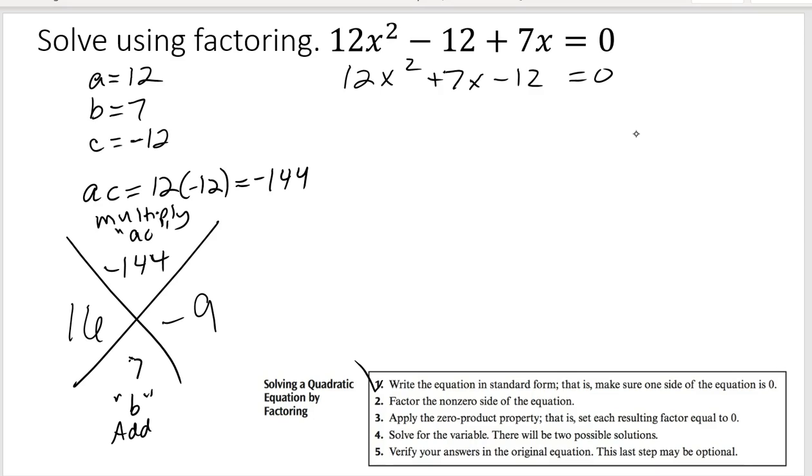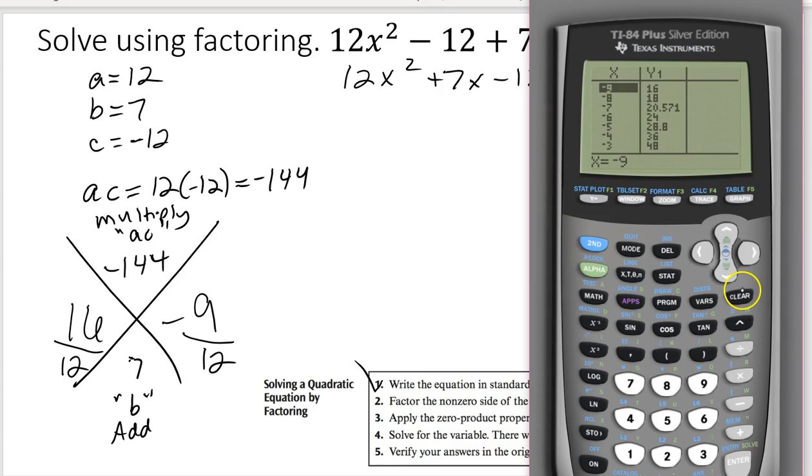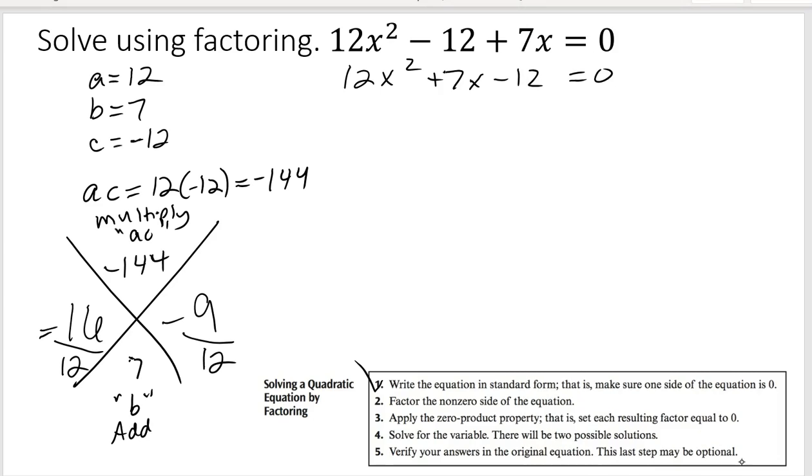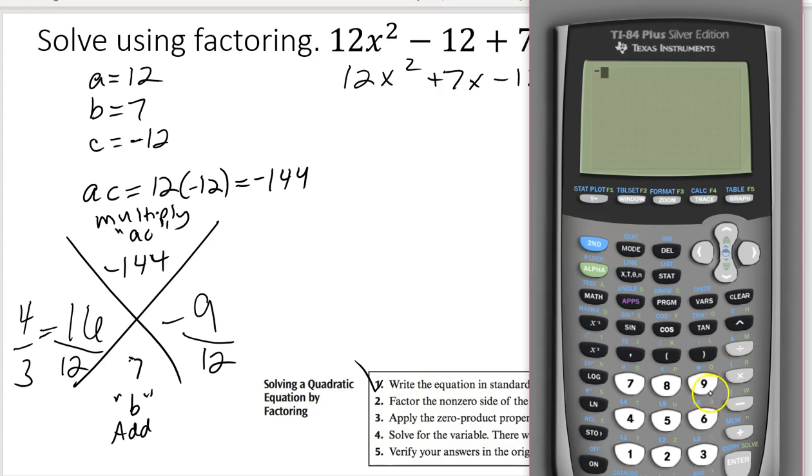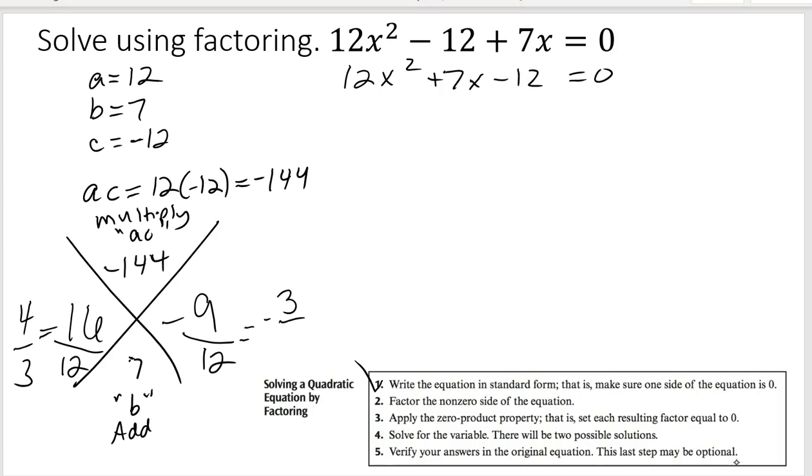Next, I want to divide by my A on both sides, and I want to simplify each fraction. Now, if you're having problems simplifying fractions, what you're going to do is enter in the fraction 16 divided by 12, and then hit math 1, enter. And it says that's equal to 4/3. So math 1, enter can really help you. Let's do another one. So negative 9/12, math 1, enter is equal to negative 3/4.